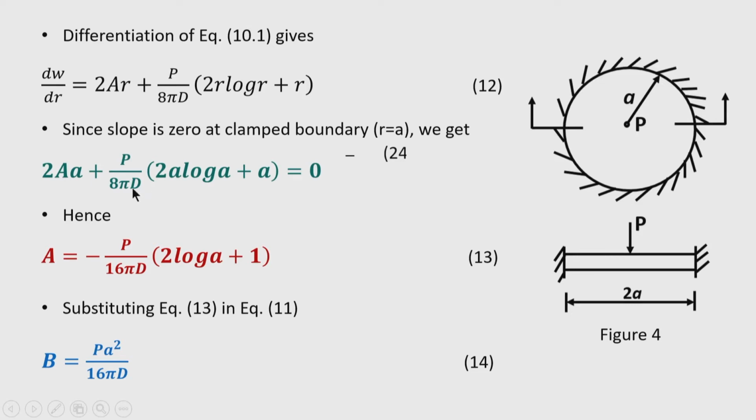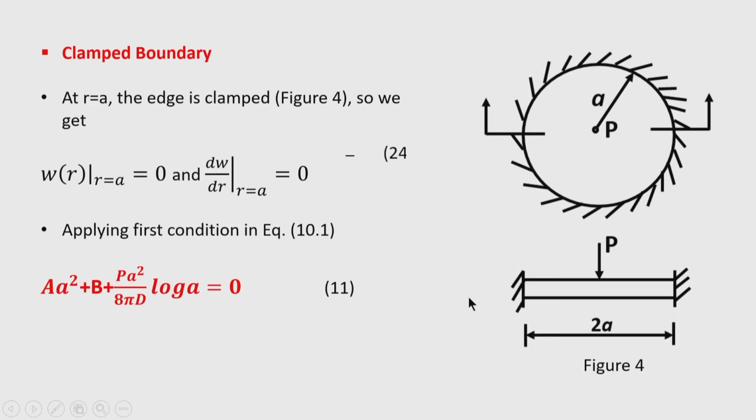From this expression one can see that the constant capital A is obtained by taking this term to the right hand side. So, it becomes minus P by 16 pi D, you can see 2 is brought here, 8 into 2 is 16 pi D, bracket 2 log a, because it is divided by a, and a by a is 1. So, we get the constant A as minus P by 16 pi D bracket 2 log a plus 1. This is equation 13.